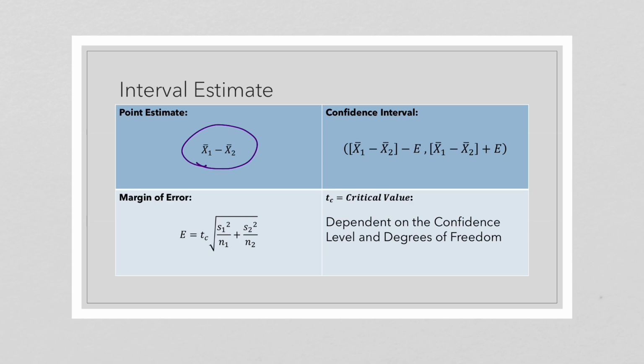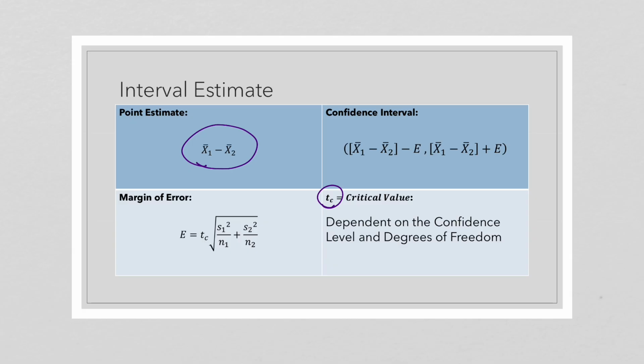Then we would also need to calculate the margin of error. That's going to require a critical value for your t, or your t critical value, and that's going to be dependent on the confidence level that you're trying to build, and then the degrees of freedom. So remember, if you look back to the hypothesis testing section, you can see we have a really cumbersome formula that we need to go through in order to calculate the degrees of freedom.